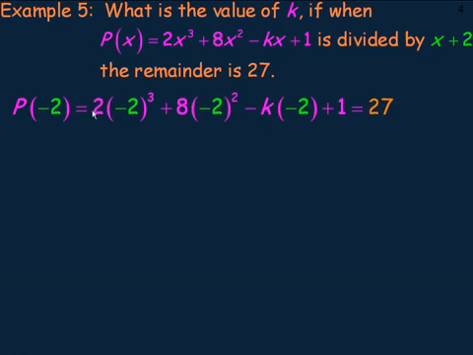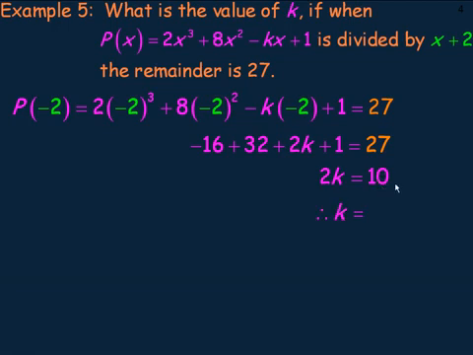Now we'll drop the p of negative 2 because this is our equation here to find k. Now negative 2 cubed is negative 8 times 2 is negative 16. Negative 2 squared is 4 times 8 is 32. Negative k times negative 2 is 2k plus 1 is 27. Now negative 16 and 32 add to 16 plus 1 would be 17. So this is really just 2k plus 17 equals 27. And we subtract 17 from both sides then. We get just 2k on the left. 27 minus the 17 would be 10. Dividing out the 2, we get k to be 5.